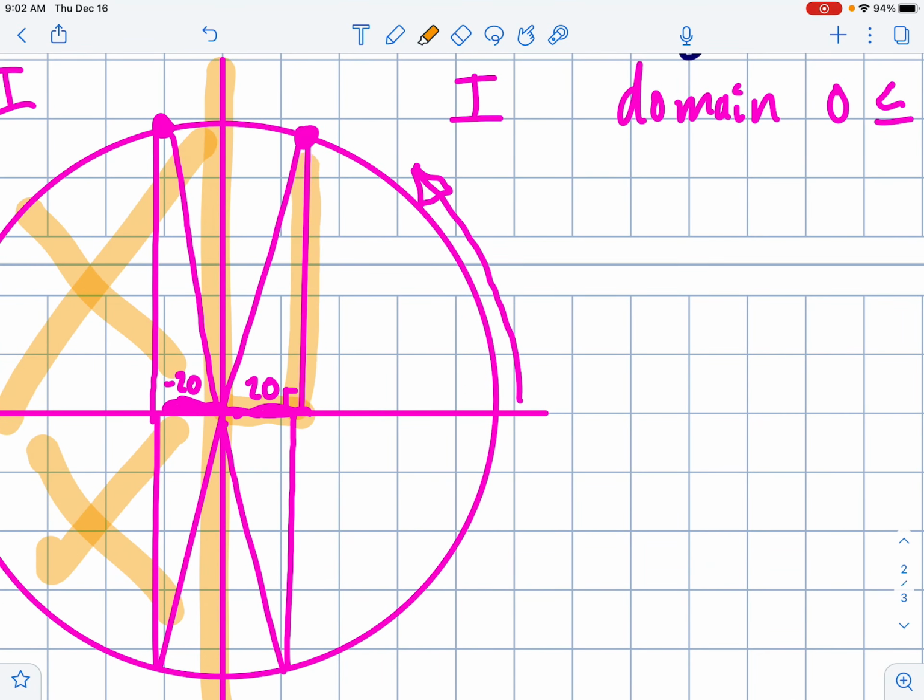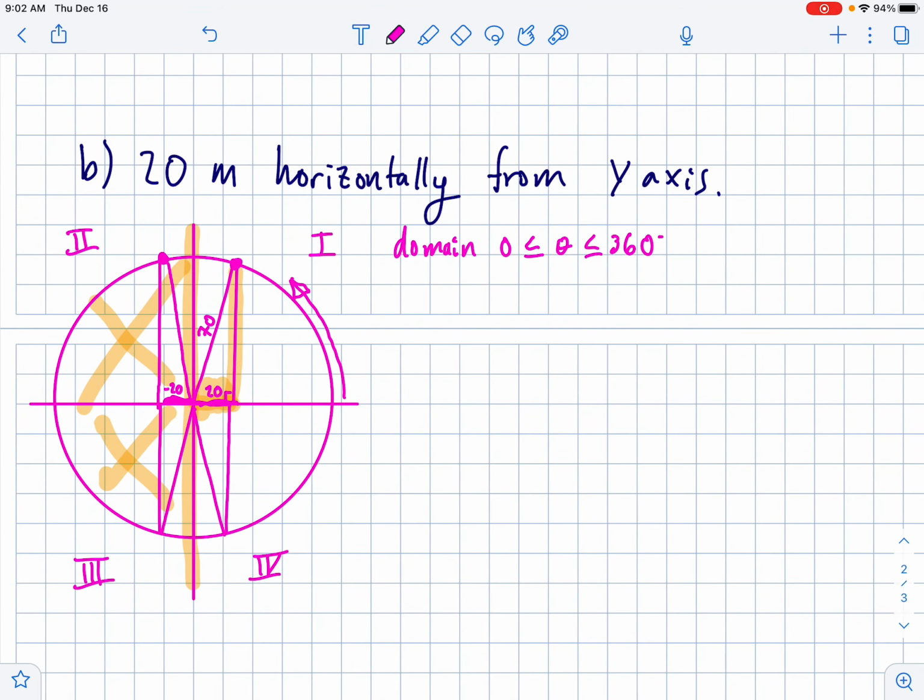If you were to do a little SOHCAHTOA on this triangle right here, we know that the hypotenuse is 70, because it's a 70-meter Ferris wheel. And then we know the 20, this side. So we have adjacent over hypotenuse, which is the cosine. So we're trying to figure out cosine of theta is equal to 20 over 70. Or, if we reduce that, 2 over 7.